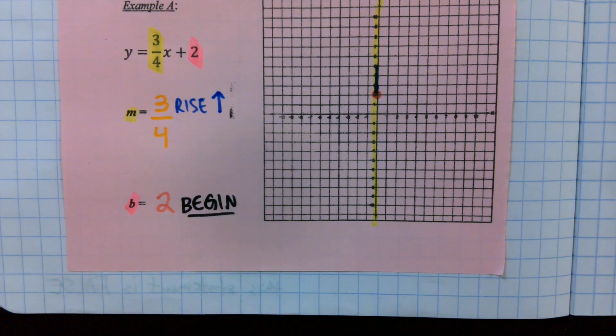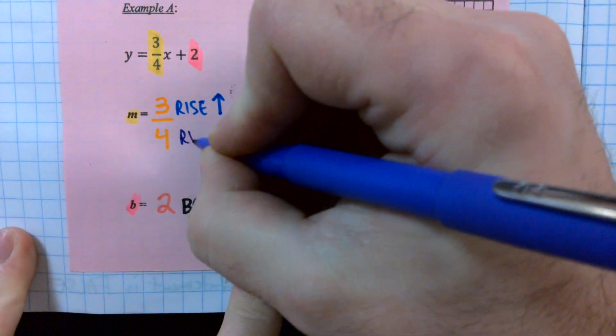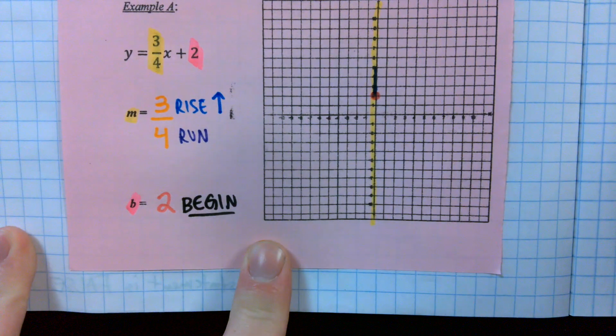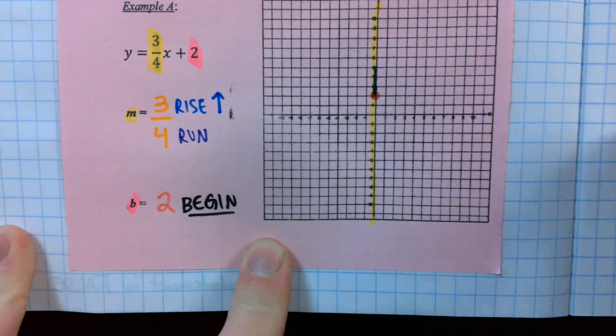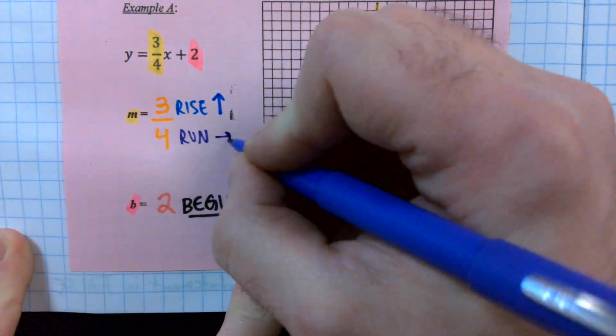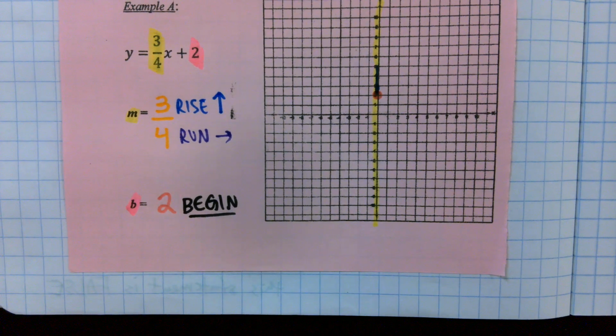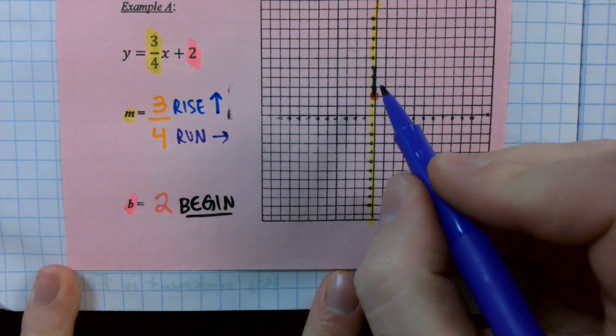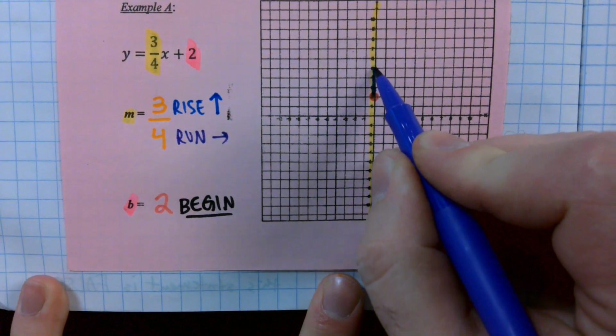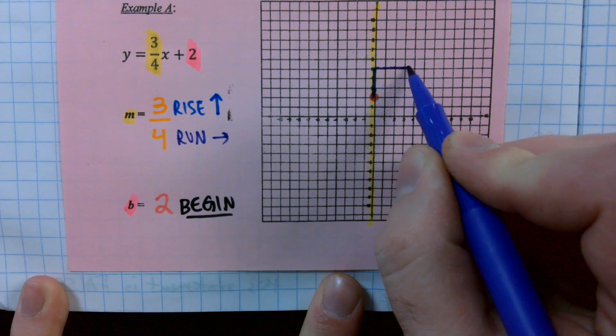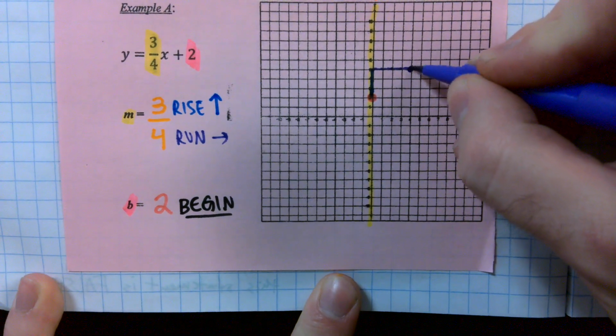Step 5 says now I'm going to run the number of spaces in my denominator. What number's in my denominator? 4. What direction am I running? We always run to the right. Negative would be in front, but the denominator would never be negative, because we're always running to the right. So I rose 3, and I'm going to run 4: 1, 2, 3, 4. And right there is where I'm going to make my dot.